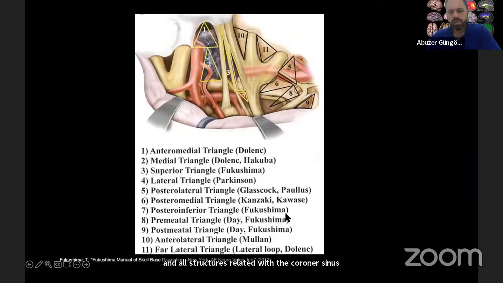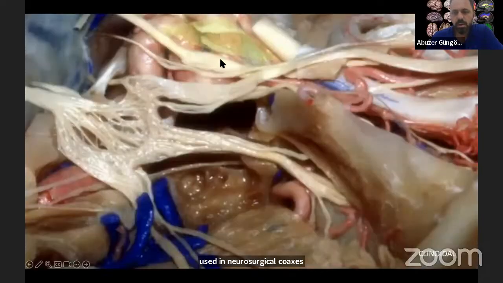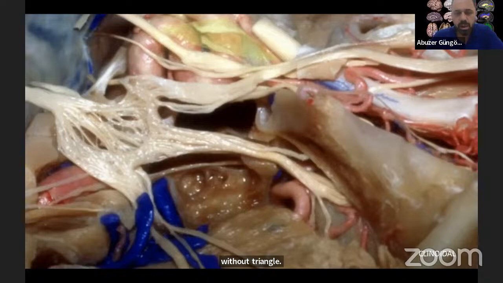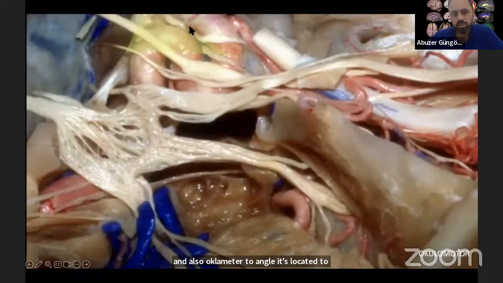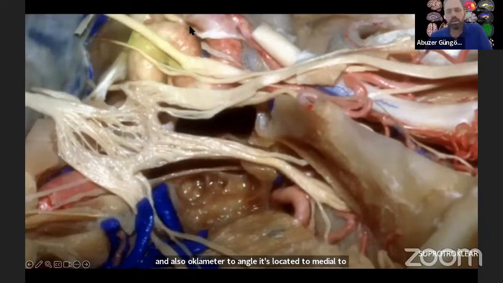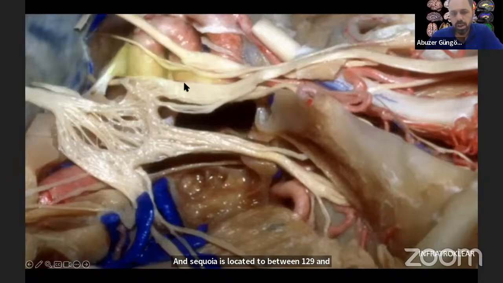And also we use some triangles to reach lesions located in specific areas. As you see, there are a lot of triangles which you can use in neurosurgical practice. I will show some of them. This is the clinoidal triangle, which you can reach after removing the anterior clinoid process, and also the oculomotor triangle. It is located medial to the oculomotor nerve and the carotid, and the supratrochlear triangle is located between the trochlear and third nerve.